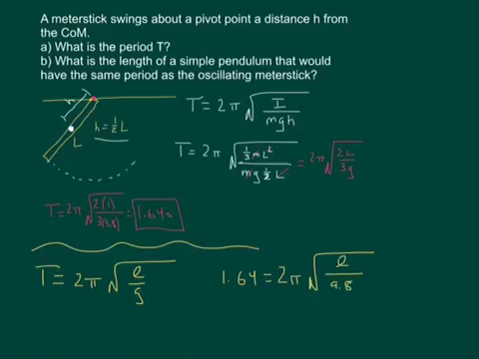Again, we don't have our meter stick anymore. We have a simple pendulum. So we don't know the length. That's what we're solving for. We know everything other than the length, so it's just a matter of doing the algebra out. And that we get that L is 66.7 centimeters, or 2/3 the length of the meter stick.